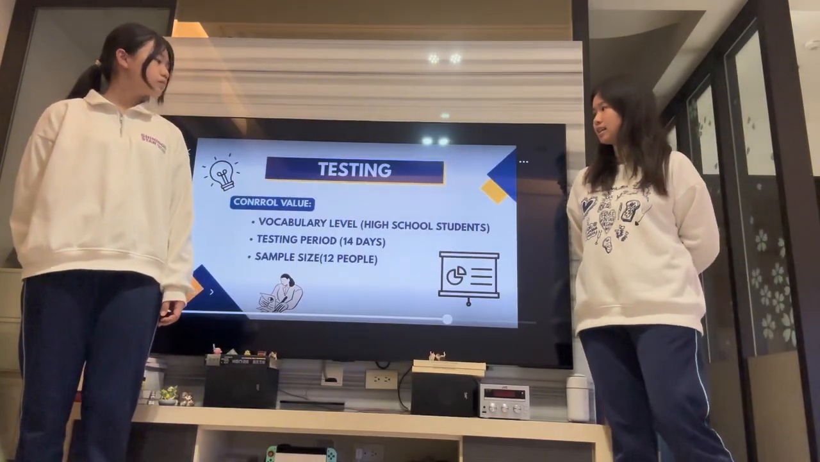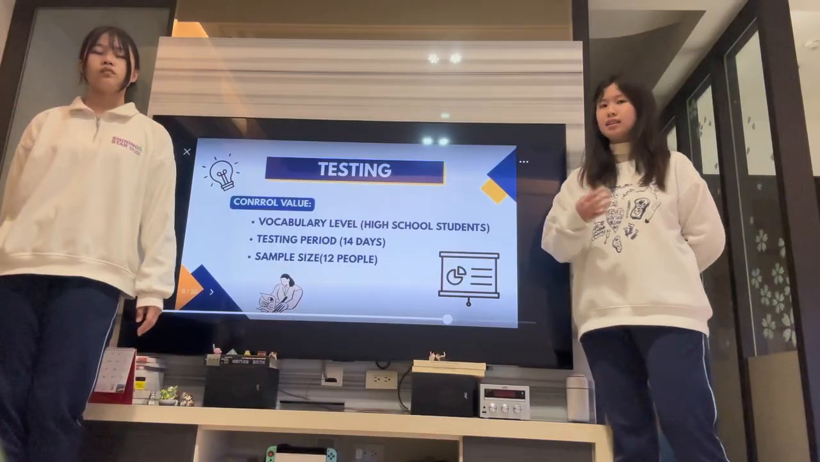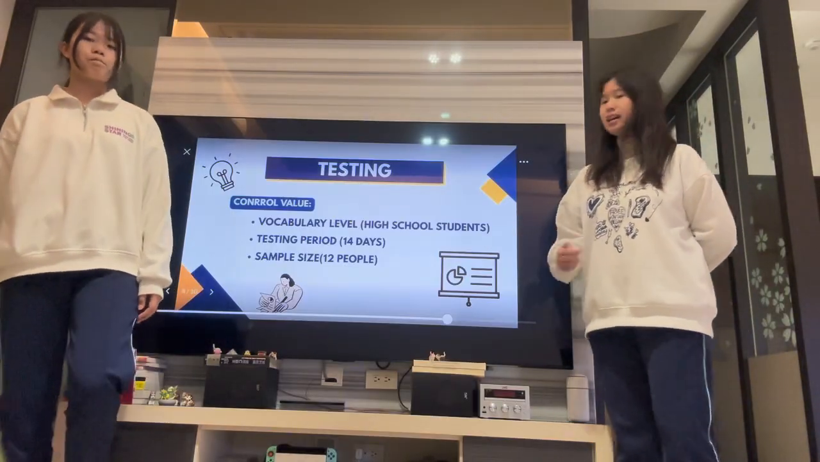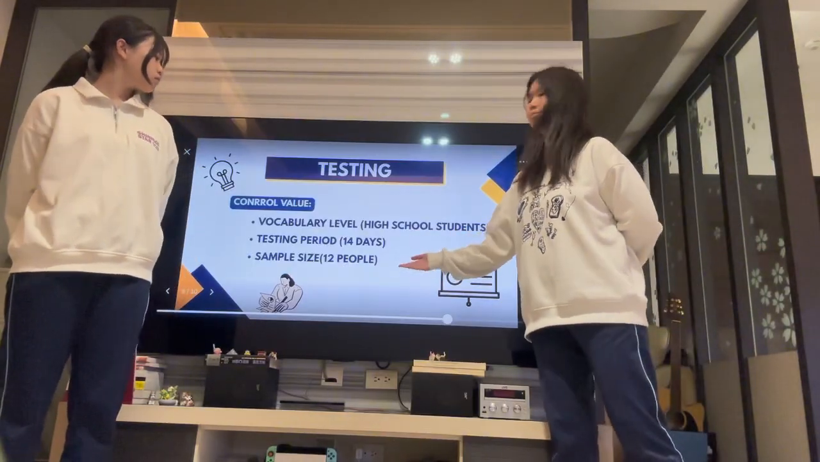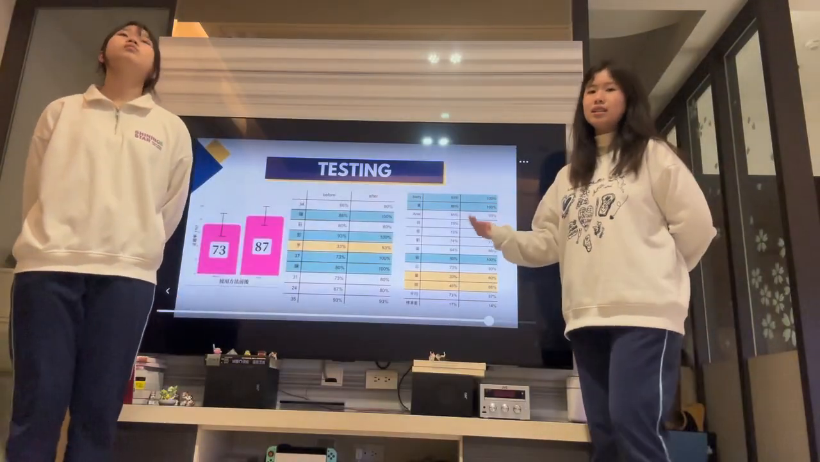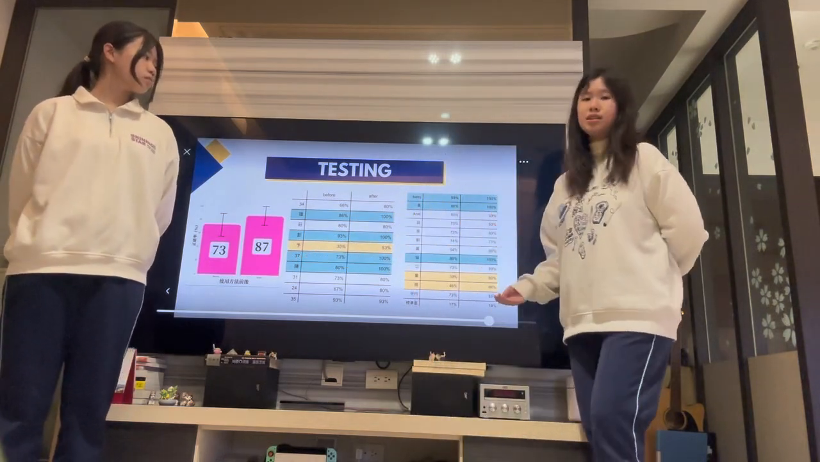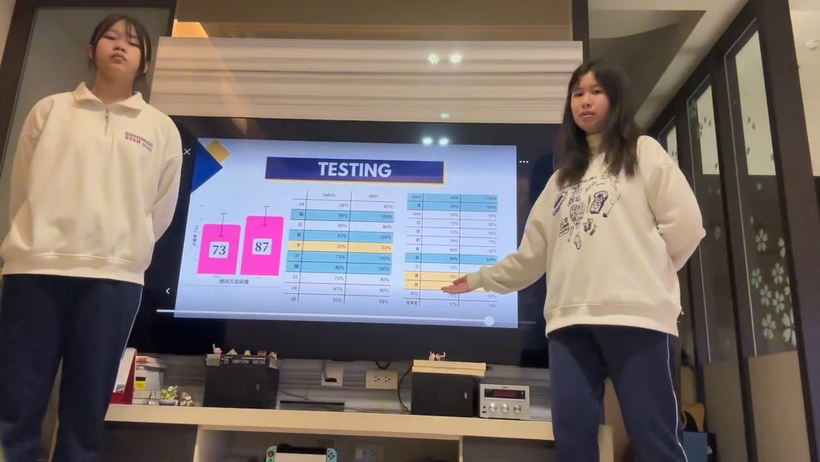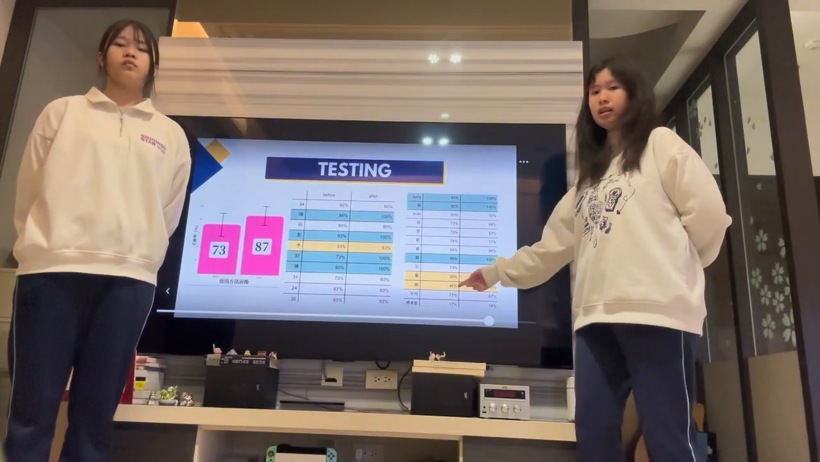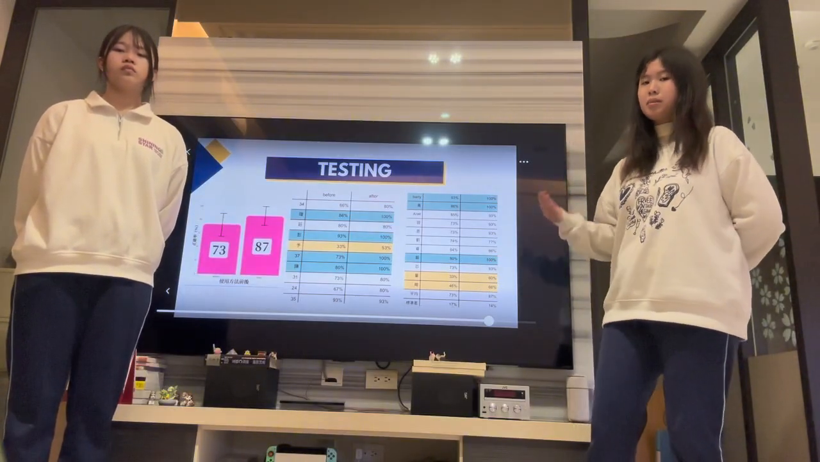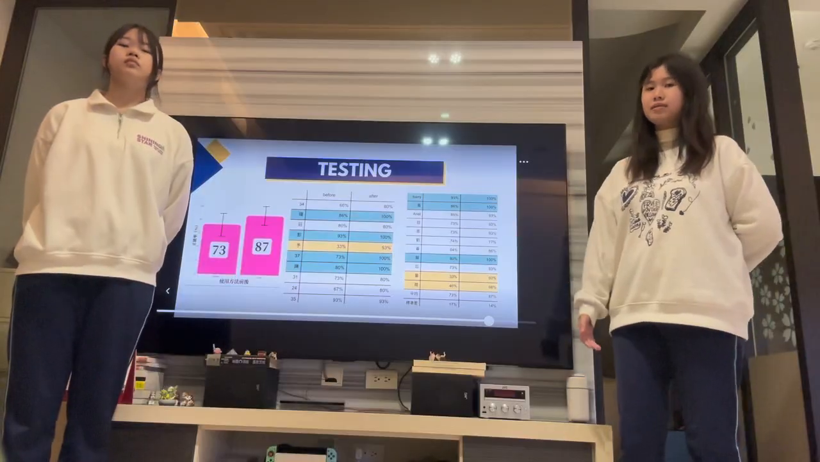About our testing control variables, our vocabulary levels are the same. All of the testers are high school students, the testing period is 14 days, and the sample size is 12 people. This graph shows that our app can effectively improve everyone's English ability. And in this table, we can see that those who originally had weaker English improved the number of words they could remember after using our app. This shows that our app is effective.